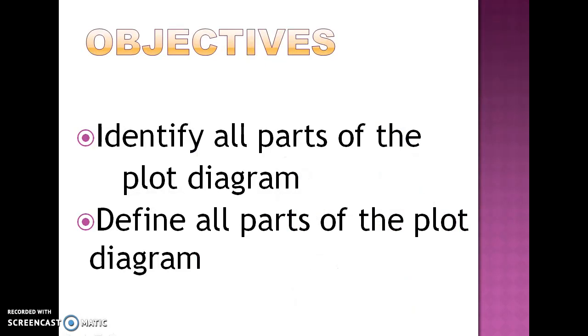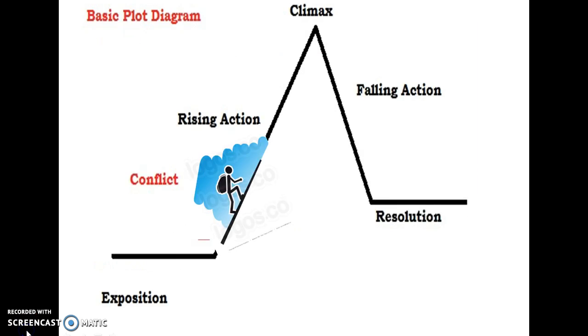The objectives for this lesson are for you to identify all parts of the plot diagram, and to be able to define all parts of the plot diagram. Here's just a general picture of what the plot diagram looks like. You can see all the different parts: the exposition, the rising action, the climax or turning point, the falling action, and then the resolution. Now, don't forget the conflict.